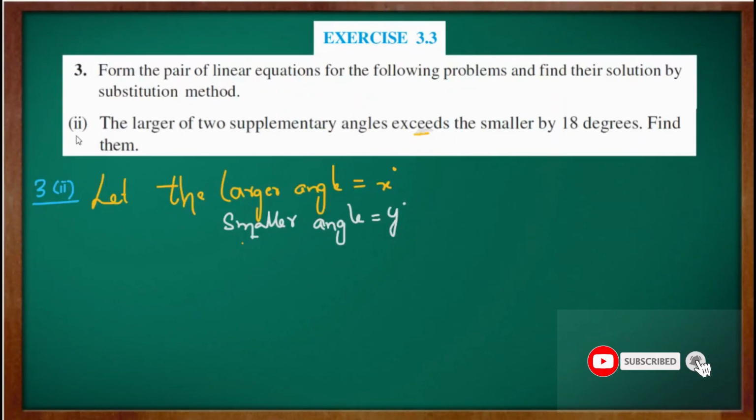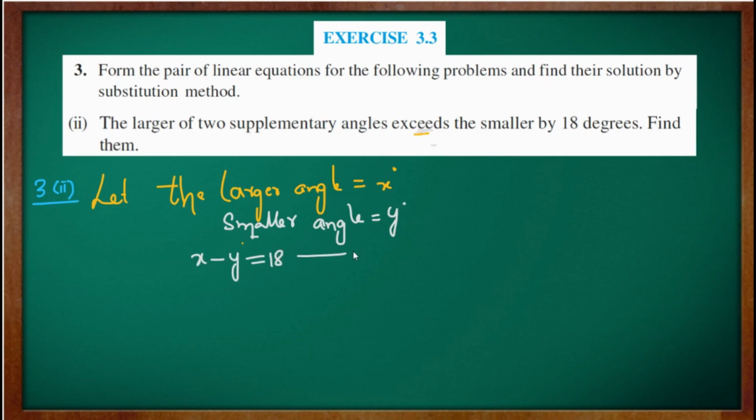We'll discuss third question, second bit. The larger of two supplementary angles exceeds the smaller by 18 degrees. Find the angles. We don't know the two angles. The larger angle I am assuming as x degrees and the smaller angle will be y degrees. So according to the question, the larger angle exceeds the smaller angle by 18 degrees. Exceed means differ by 18 degrees, students. Differ means subtraction. So x minus y is equal to 18. I will represent this as the first equation.